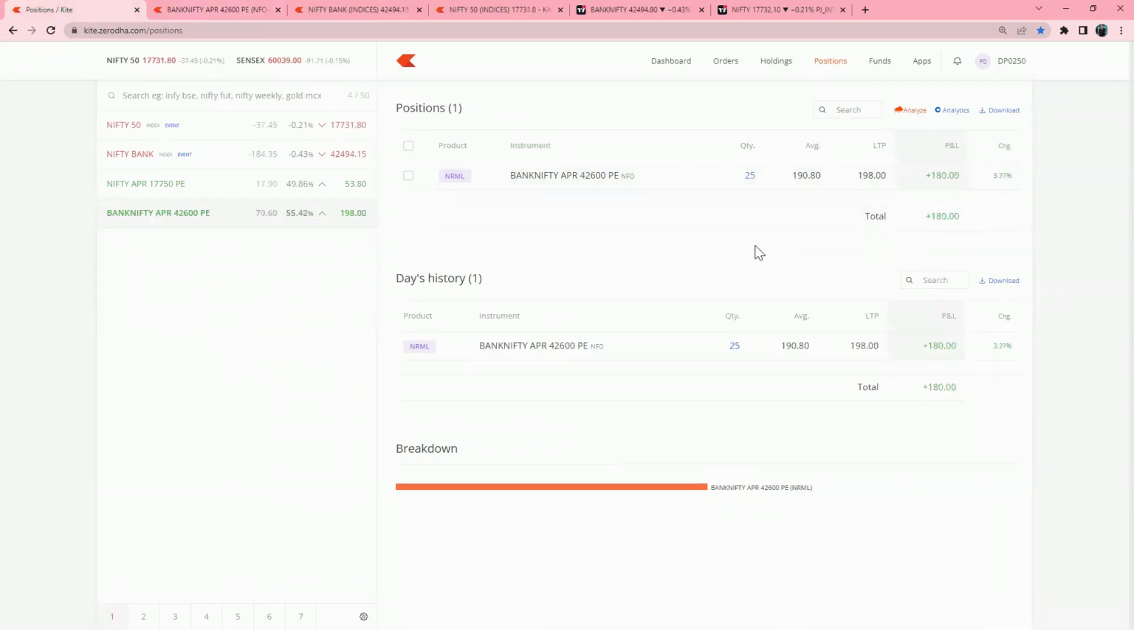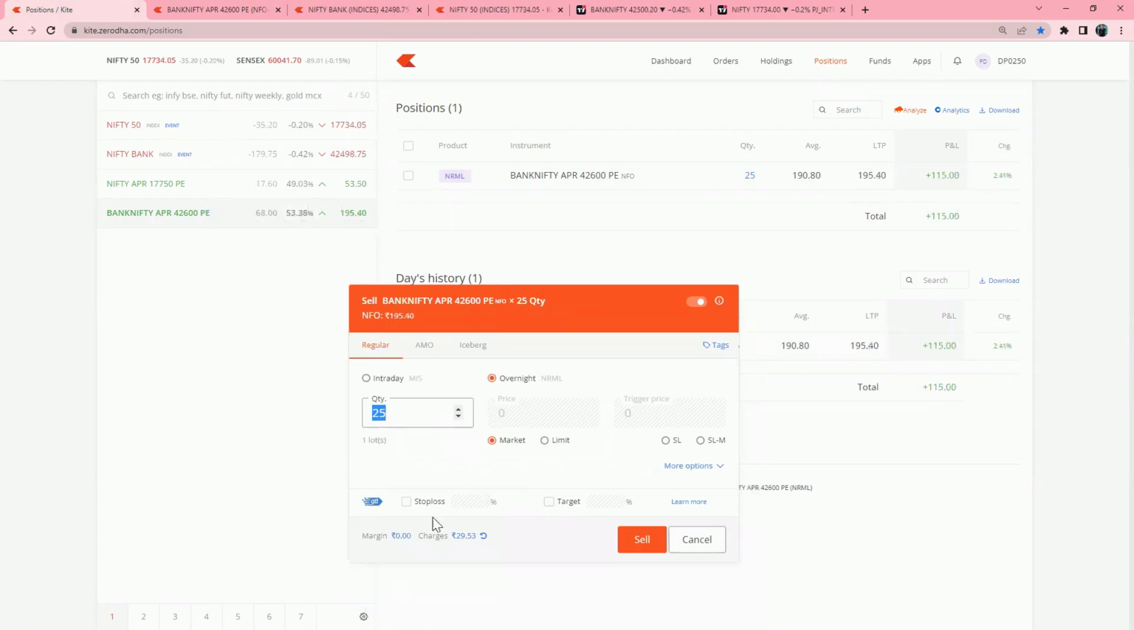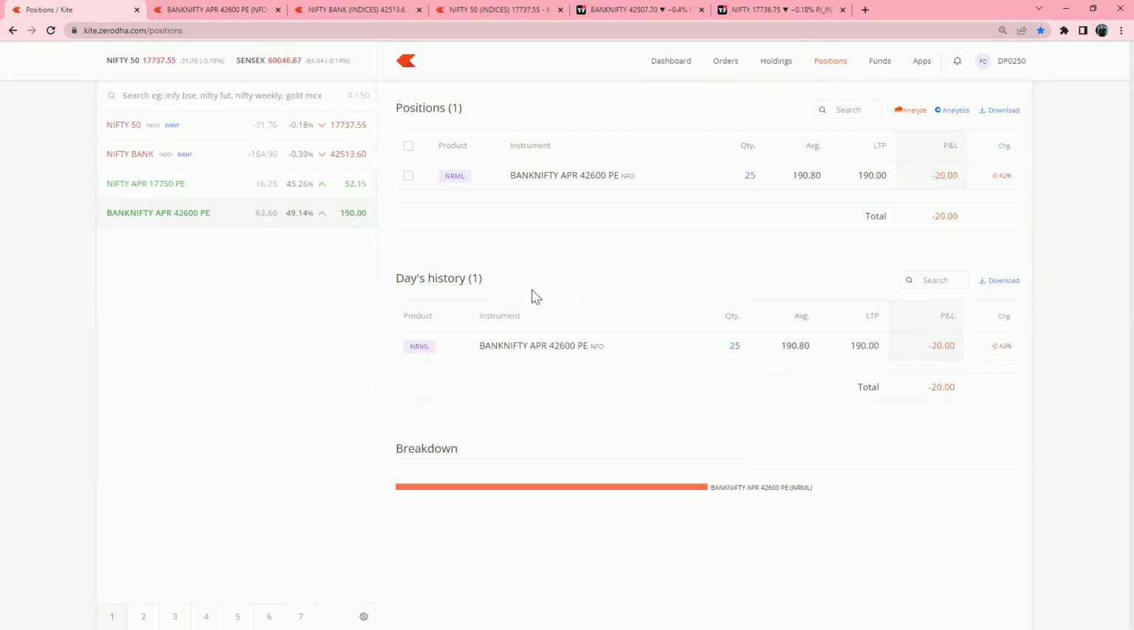Now I want to place a GTT order for this. Now I want to place 200 rupees profit at this point of time. See, 3-4% return online. So what I can do is place a GTT order for this, with stop loss and target as well. How to keep it? Go to your order book.